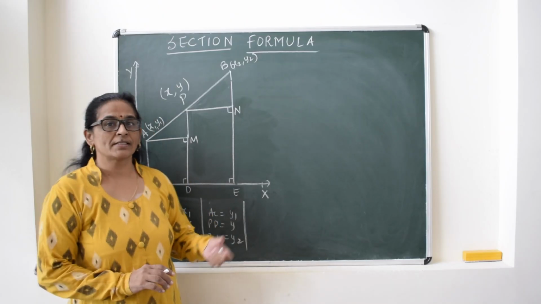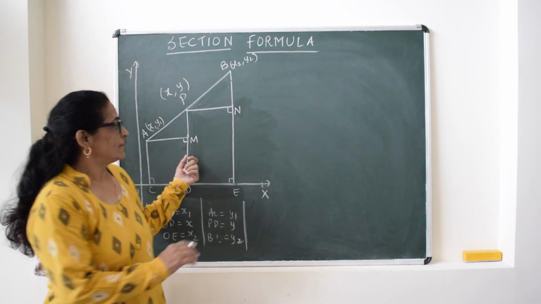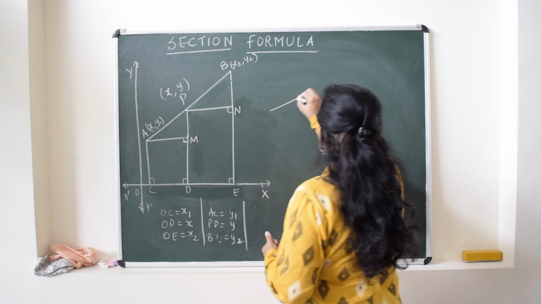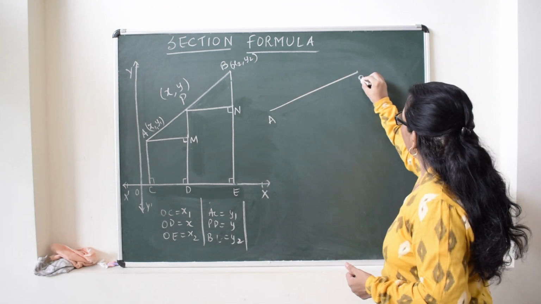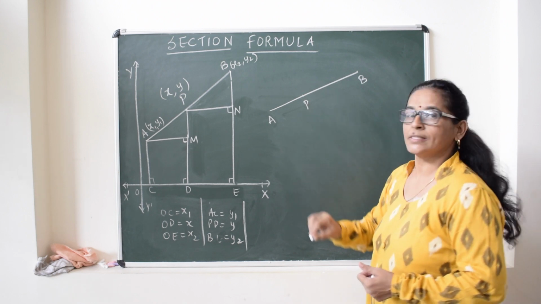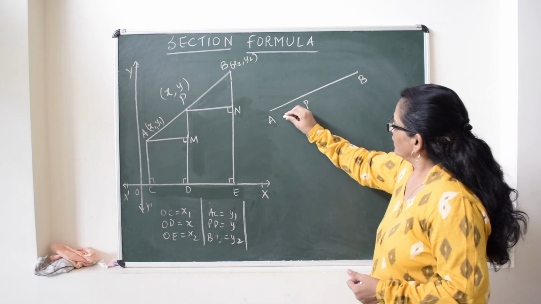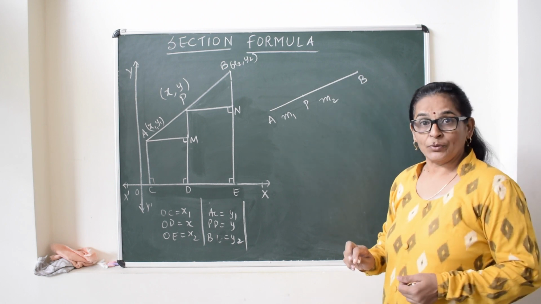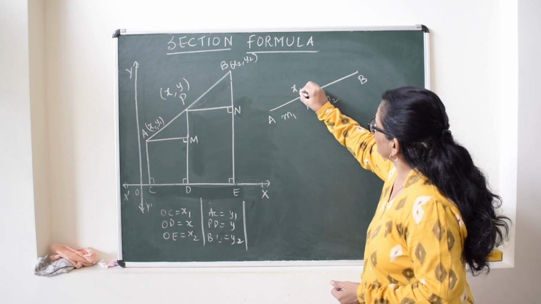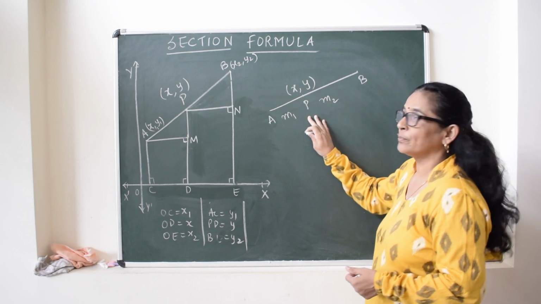In this lecture, we'll discuss the section formula. Section formula means if there is a line segment AB whose coordinates are given and P is any point on this line segment, then if P divides this line segment in the ratio m1 is to m2, we will find out the coordinates of this point P.